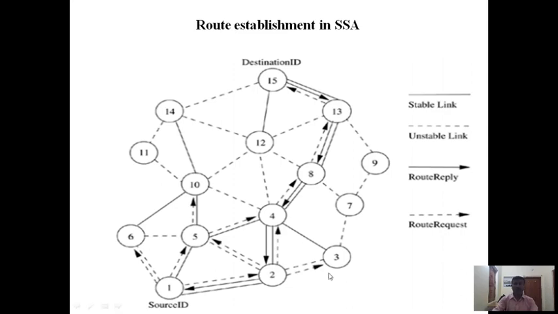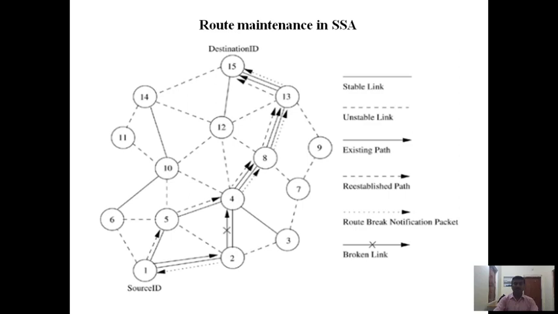The same flooding concept will be used because it is on demand. That's why it's using the flooding concept. And this is about what happens if any link breakage occurs, how it is maintained. It uses another path to transfer the data. It establishes a new path to transfer the data to the destination. And what are the advantages and disadvantages?